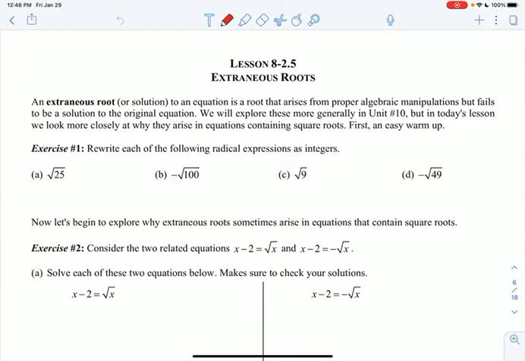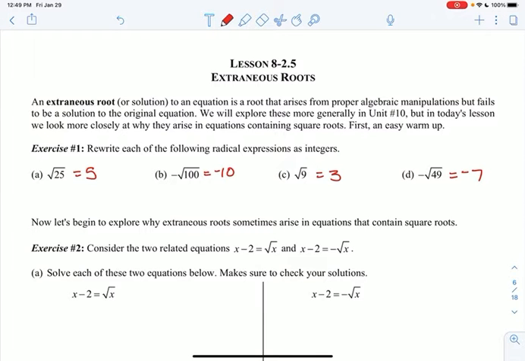So exercise 1, we just want to write each of the following radical expressions as integers. So the square root of 25 is 5. If I put a negative sign in front of it, the square root of 100 is 10, but with that negative sign, my answer is negative 10. Because when I do a square root, there's actually two answers, a positive answer and a negative answer. The square root of 9 is 3, and the negative square root of 49 is negative 7.